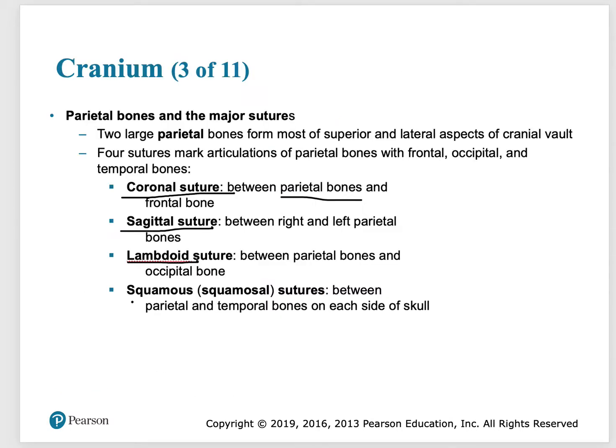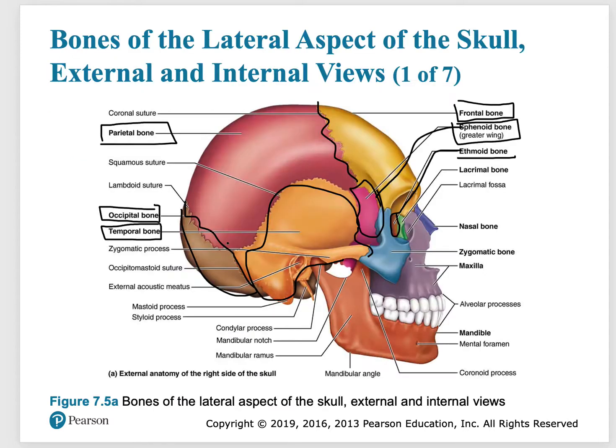All right, the last type of suture is the squamous suture. This is between the parietal and temporal bones on each side of the skull. So this suture right here is dividing the parietal from the temporal. This is the squamous, or remember, flat suture, all right?